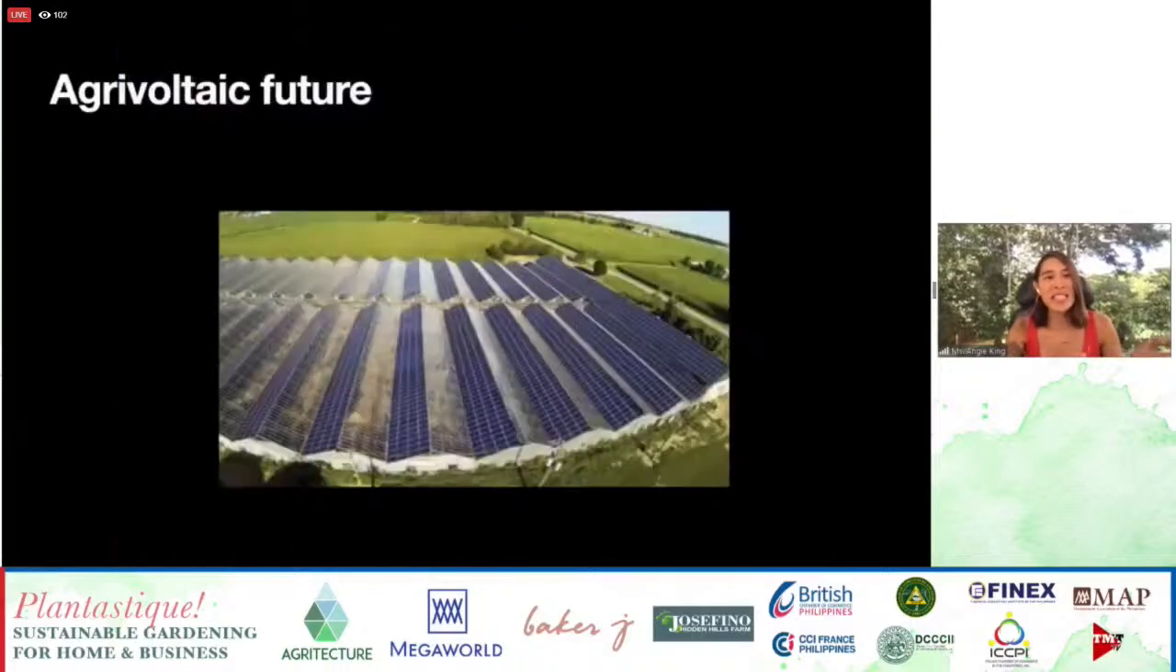So our future design actually involves something like this. This is a sample photo I got from the internet. The agrivoltaic future is basically using agrivoltaic or solar panels to give the greenhouse partial shade. So what happens here, it actually acts like Venetian blinds, where the crops still get sun, but they also have a chance to get partial shade.